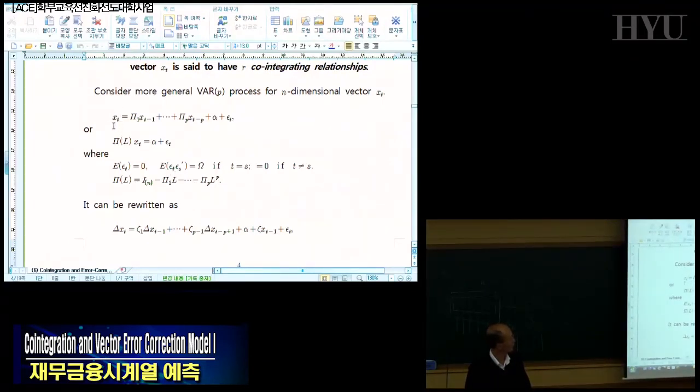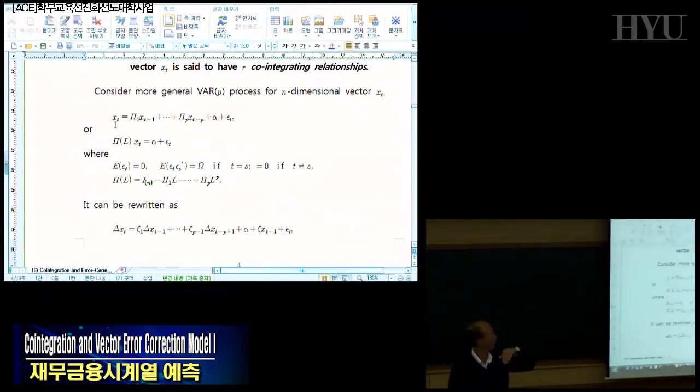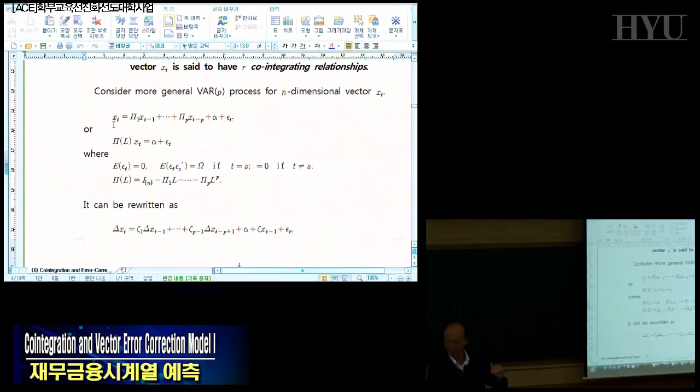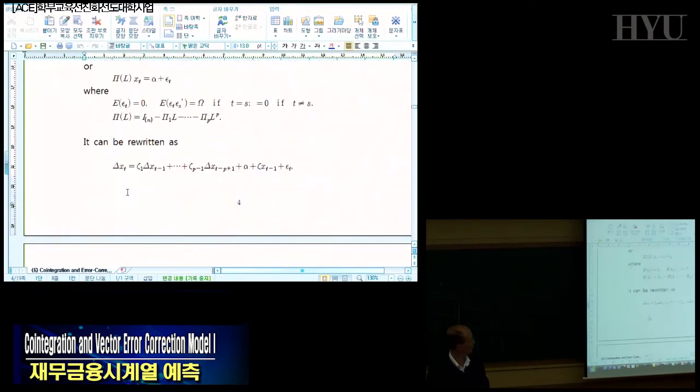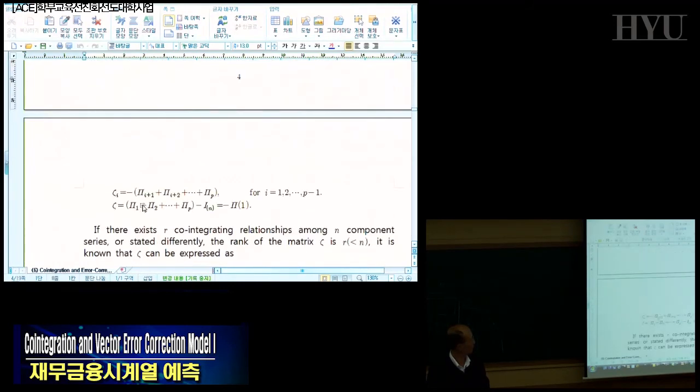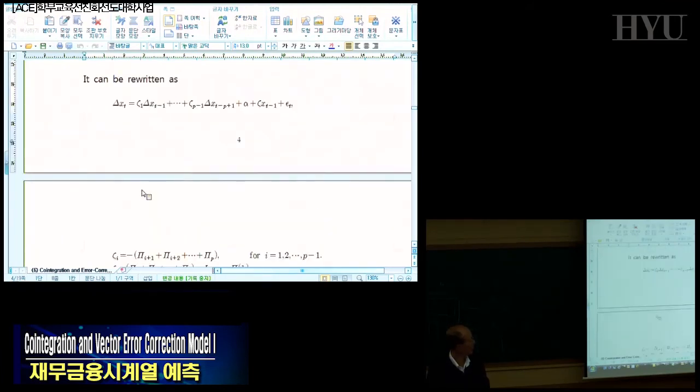Here in notation, the x's are individually I(1) stacked together. Suppose in level, the original level term, they are a VAR(p) process, or in short notation in this way, okay? Then, if you define this in Greek, zeta.